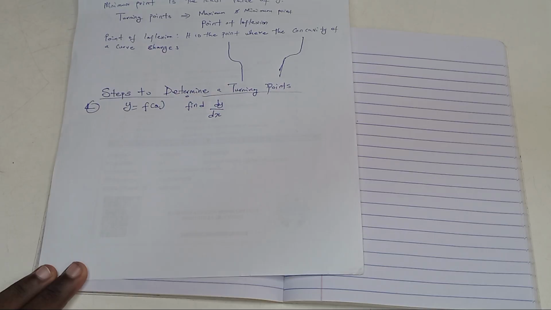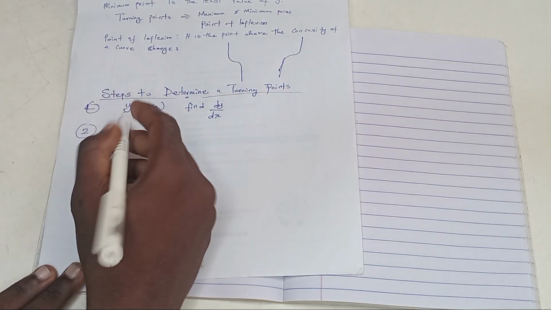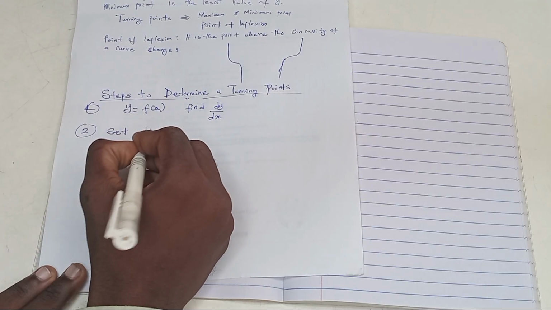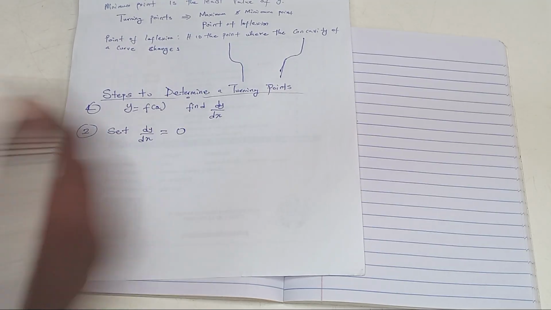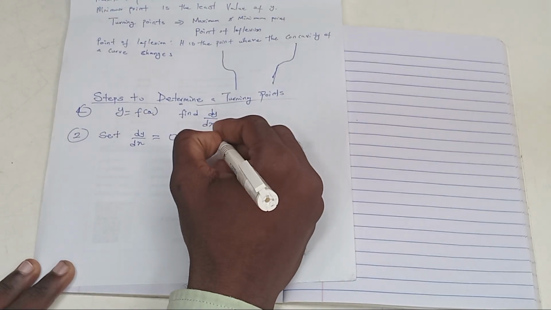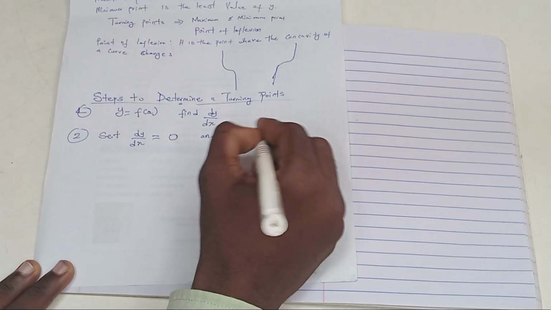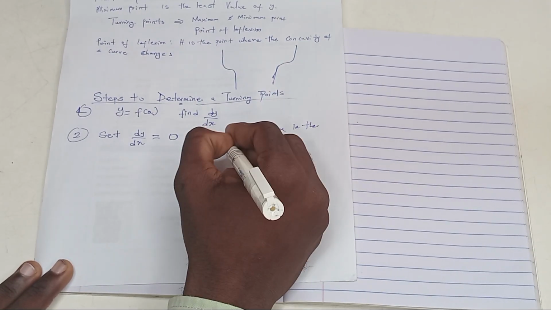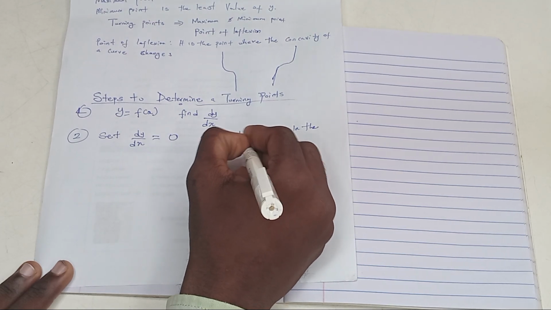After finding dy/dx, step 2: set dy/dx equals 0 and solve for x in the equation. Good.